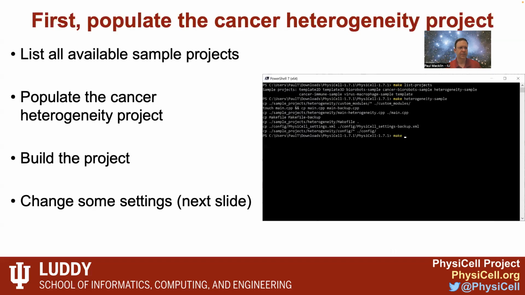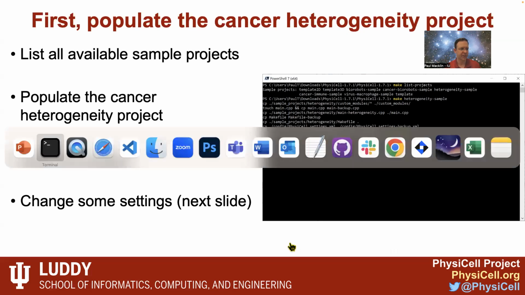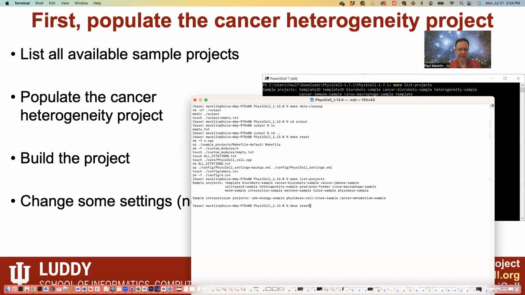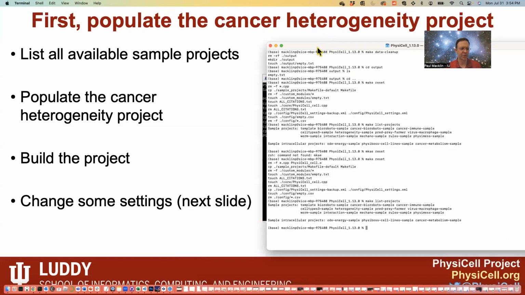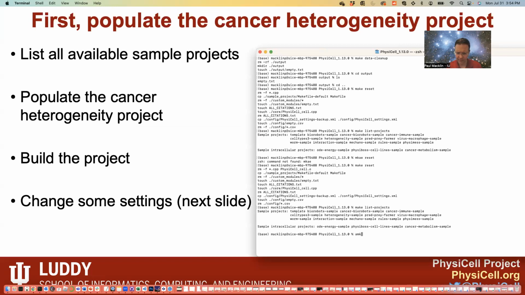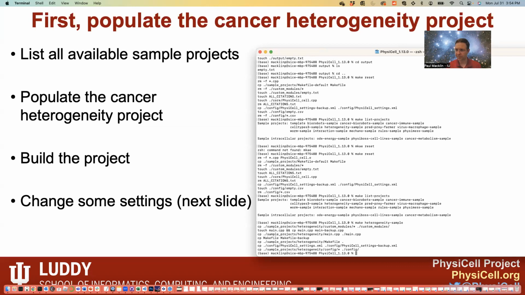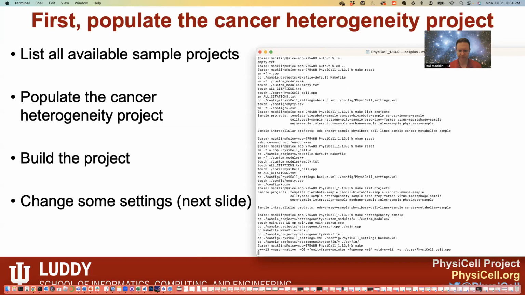Okay, so we're going to take this knowledge now, and we're going to switch to a different project. We already did our make reset. Now we're going to do make list-projects to see what's available. And we're going to change to the cancer heterogeneity project. So make, let's see, it is right over here. We type make heterogeneity-sample. That populates the project. It moves all the source files where they belong. Type make again to actually compile that.